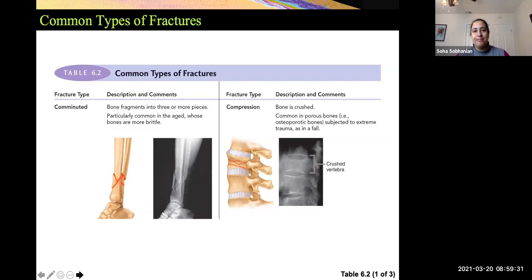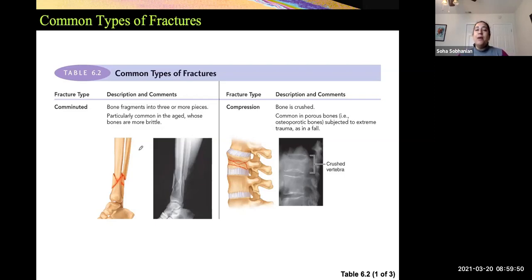So, okay. We have 6 main types of fractures. And again, there are other types of fractures, but we're going to talk about 6 main types. And again, for these, you need to know the definition and who's more susceptible to these fractures. So the first one we have is a comminuted fracture.